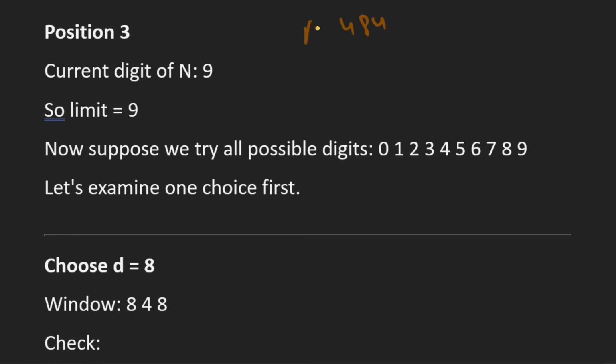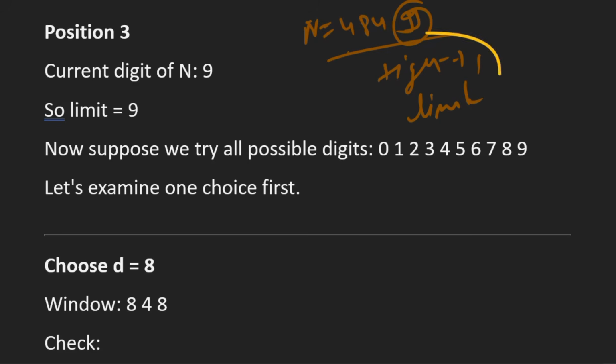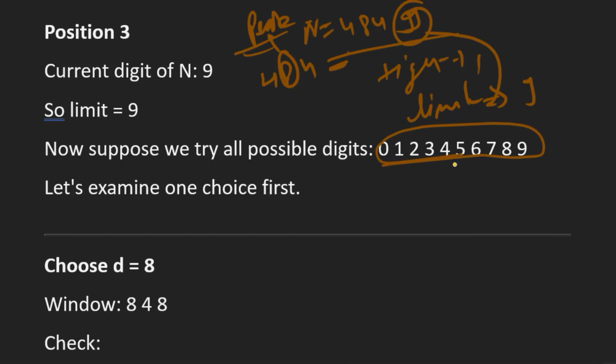So we have 4849, our n is equal to 4849, and again our tight is equal to 1, so our limit is equal to the digit, that is 9, so limit is equal to 9. And till now we have selected 484, and here we have a peak, right? So for position number 3 we can try out all the possible digits, that is 0 to 9, right? So let's say we take 4848, we take 8 here.